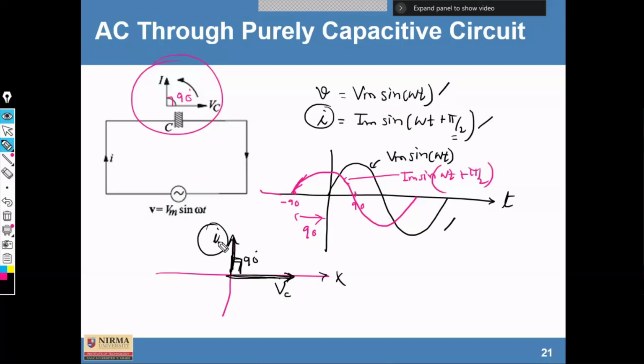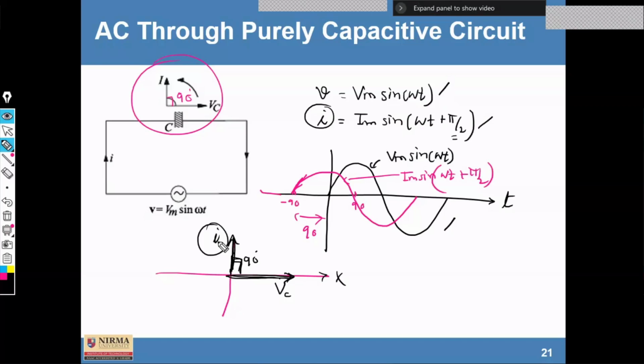So till now we have discussed AC through a purely resistive circuit, AC through a purely inductive circuit, and AC through a purely capacitive circuit. Any question related to these three different circuits? If you have, ask. Otherwise, we can continue with the RL series circuit. Any doubt? No, sir. Fine. We will solve a few examples also based on these equations.